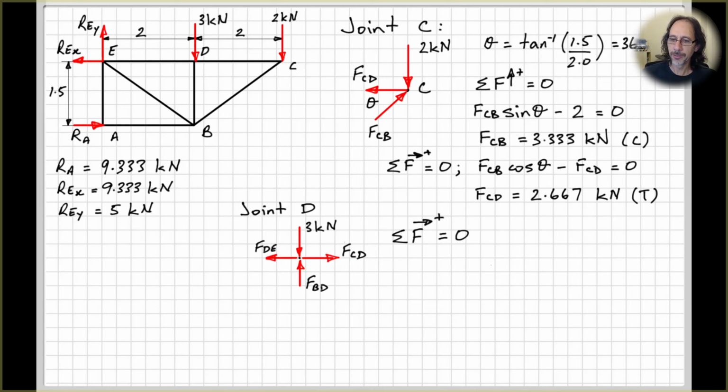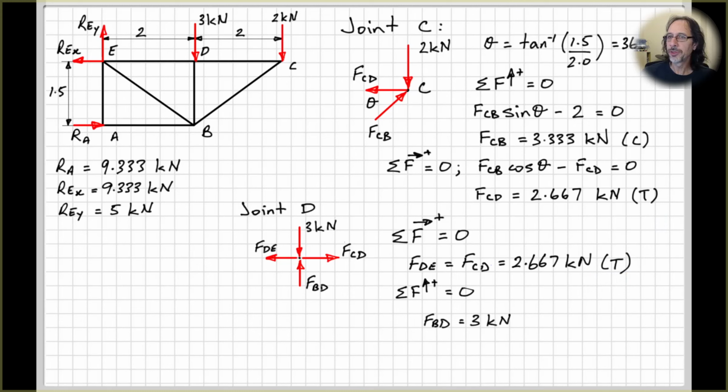So let's look at the sum of the forces in the horizontal direction equals 0. This is all pretty straightforward. FDE is going to be equal to FCD, which is 2.667 kilonewtons that we found previously, and that's in tension. And from the sum of the forces in the vertical direction equals 0, FBD will be equal to 3 kilonewtons. And because it's pushing into the joint, that's going to be in compression.